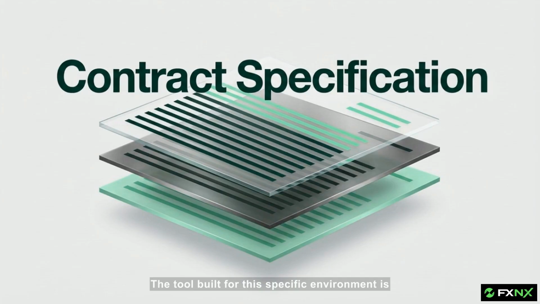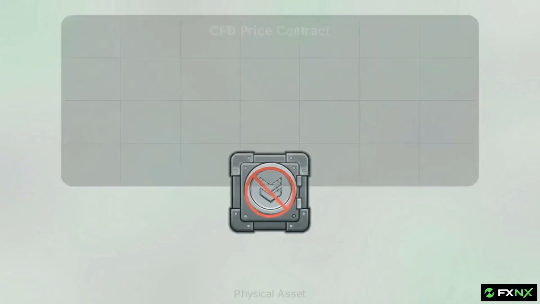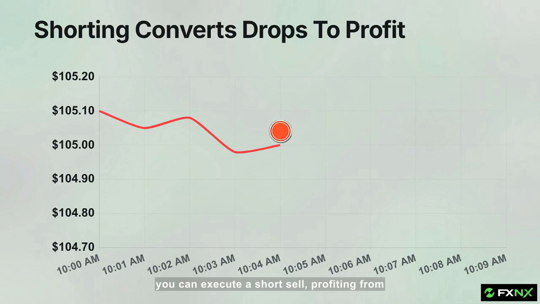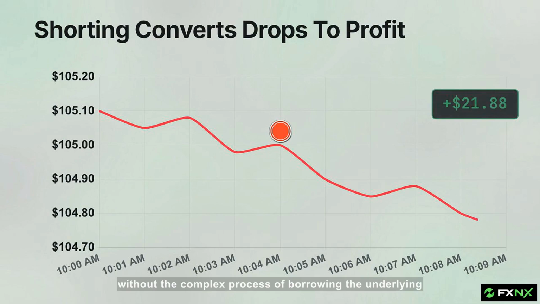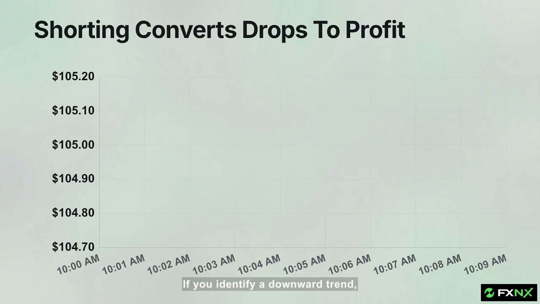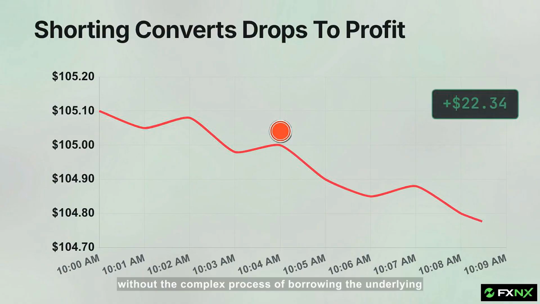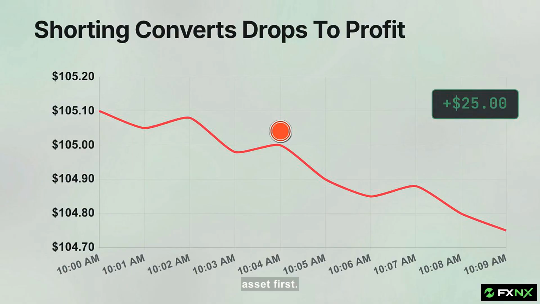The tool built for this specific environment is a contract for difference, or CFD. Instead of purchasing the coin itself, you enter a contract to speculate strictly on its price movement. This vehicle strips away the mechanics of ownership and replaces them with leverage and multi-directional trading. If you identify a downward trend, you can execute a short sell, profiting from falling prices, without the complex process of borrowing the underlying asset first.